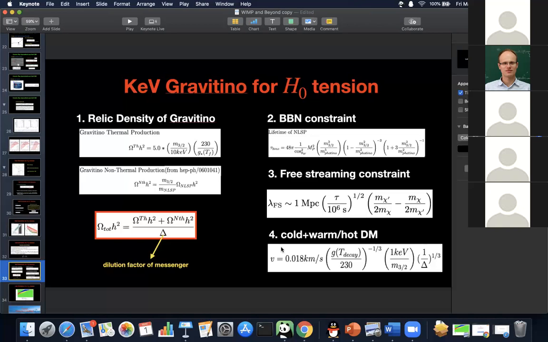But it is very good: the dilution factor can help us to reduce the speed of dark matter produced in the thermal part. So, given all these constraints, we perform the scan.